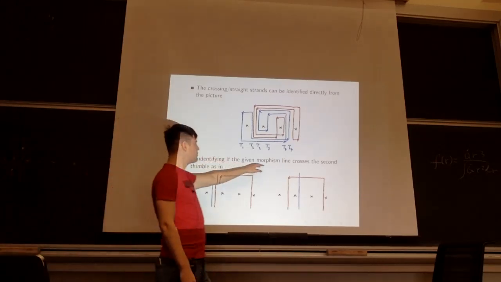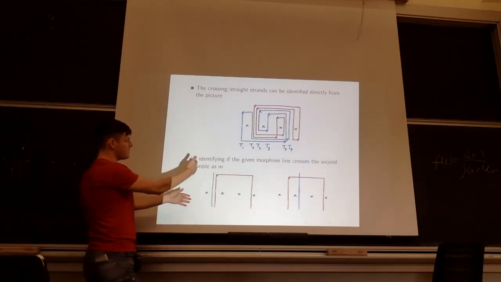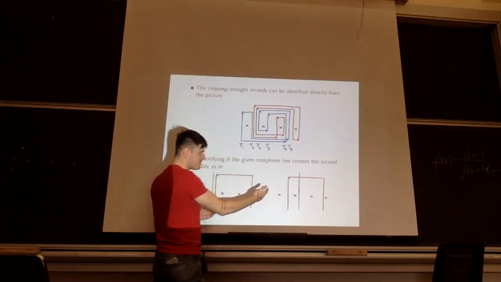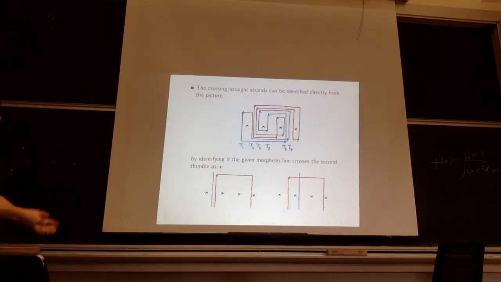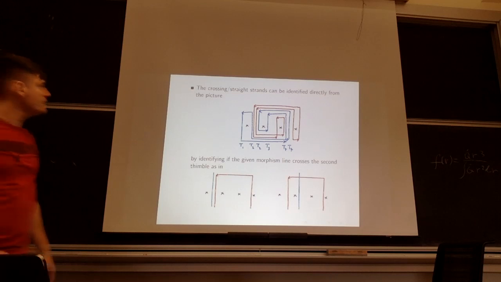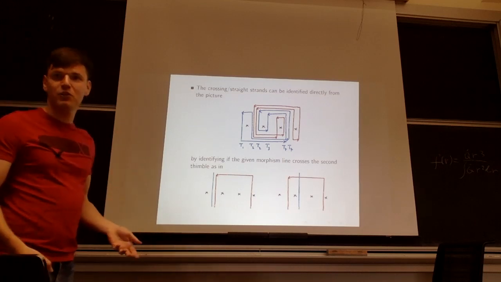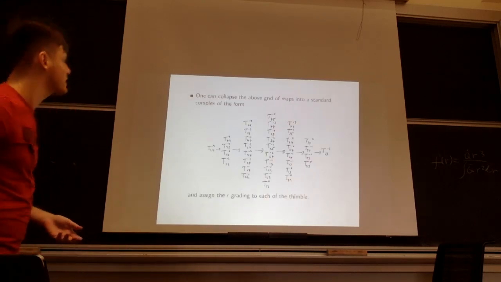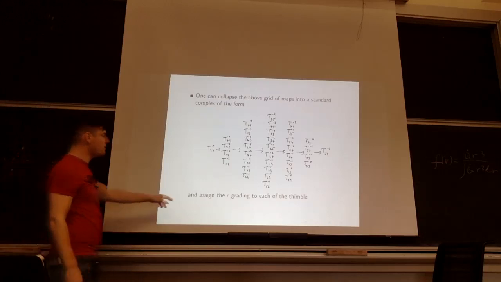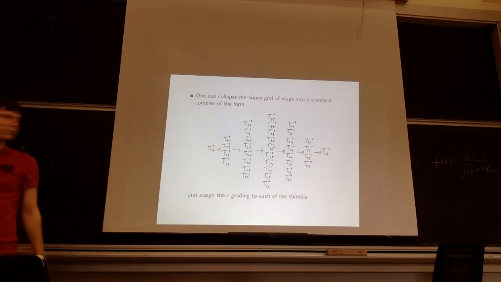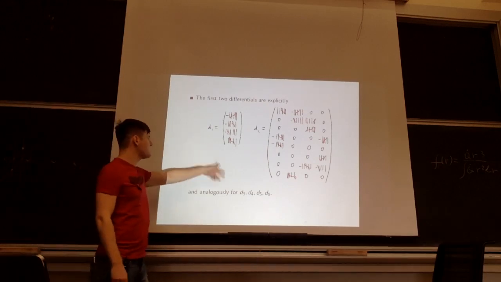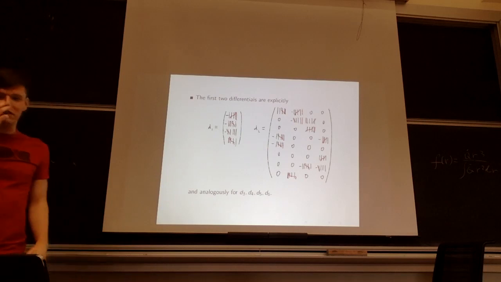It's very easy. You can see it from the corresponding picture as well, because when taking the product with another thimble from this other complex, the corresponding thimble either does cross or doesn't cross. And that's how you identify whether the corresponding map in the grid diagram on the previous slide should correspond to crossing or non-crossing strands. And we can also collapse the above grid to get a complex of the following form. And we can assign the epsilon degree to each of the thimbles as we did before as well. And you can write down explicitly the differentials in this collapsed complex. Here I write it for D1 and D2. You can analogously write it down for D3 up to D6.